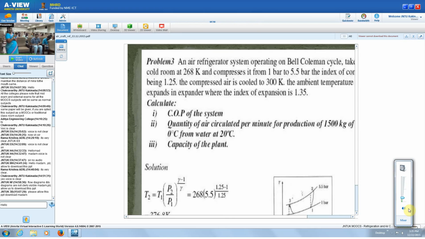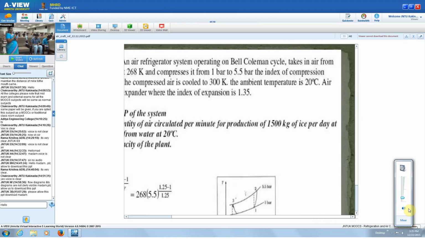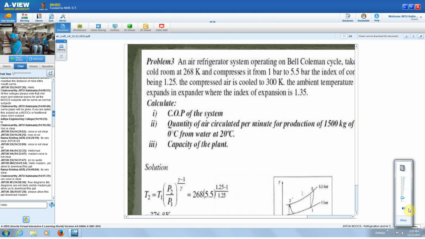The compressed air is cooled to 300 Kelvin. The ambient temperature is 20 degrees centigrade. The index of expansion is 1.35. So here the index of compression is 1.25 and index of expansion is given as 1.35.